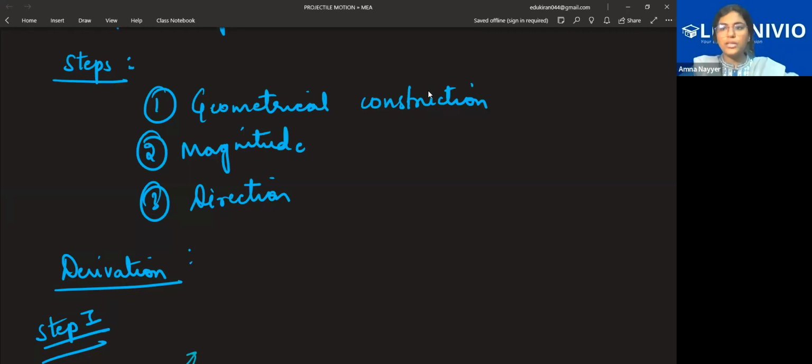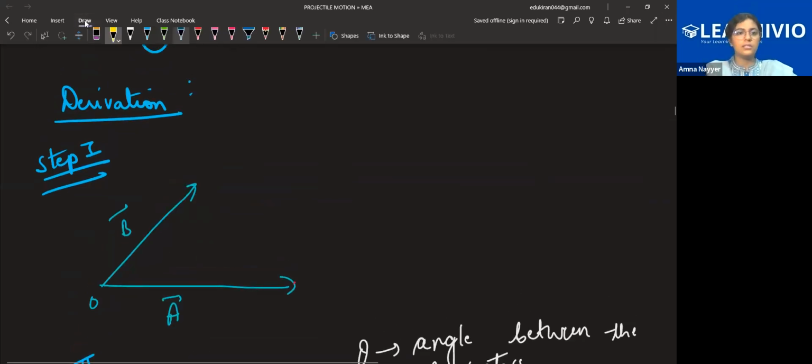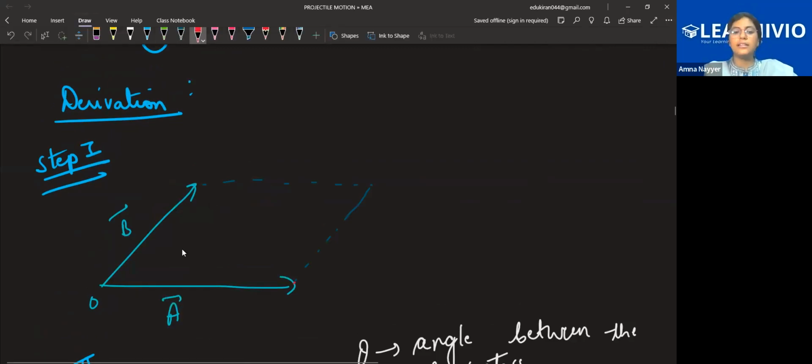So what all things you will construct? In geometrical construction, adjacent sides are already mentioned. You will complete the parallelogram. See, this is the parallelogram. So first step, what we'll do is, we will complete this parallelogram. And then we will see where our resultant is forming. So we will check, this is the diagonal of the parallelogram. Here the resultant would be forming. So this is B vector, this is A vector, this is point O.